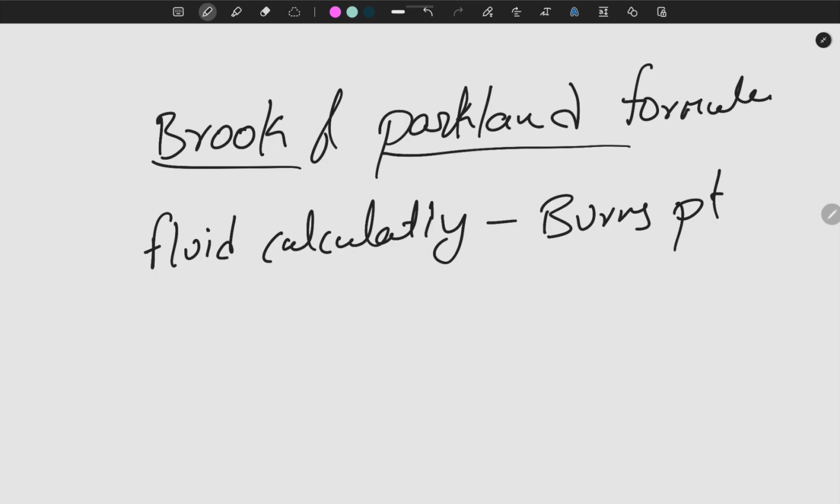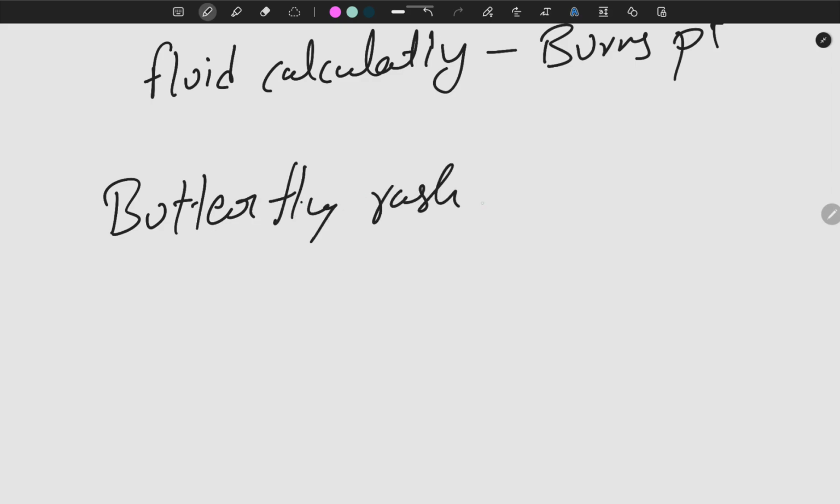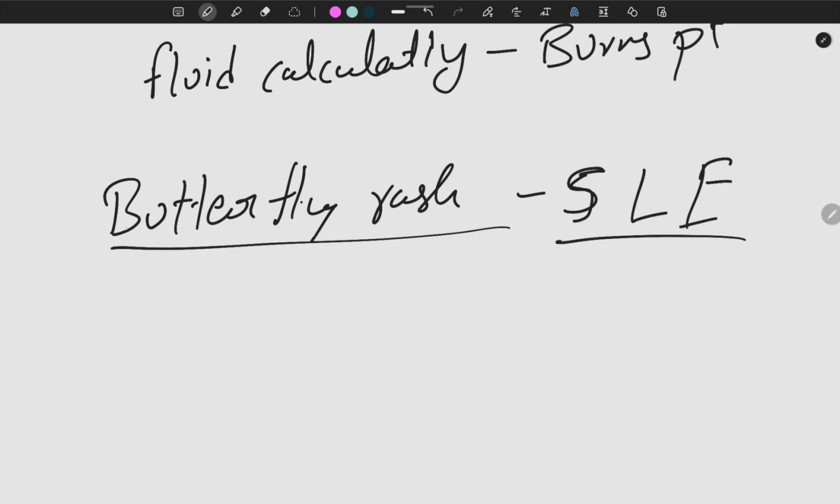So the next one is the butterfly rash. Butterfly rash. So in which condition can we see butterfly rash? That is systemic lupus erythematosus. Systemic lupus erythematosus. So in this condition we can see the butterfly rash.